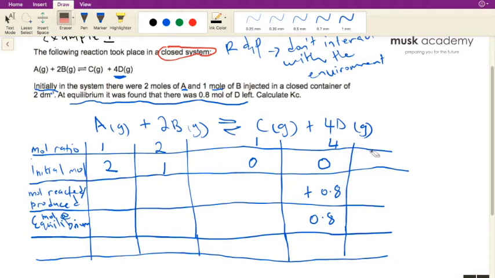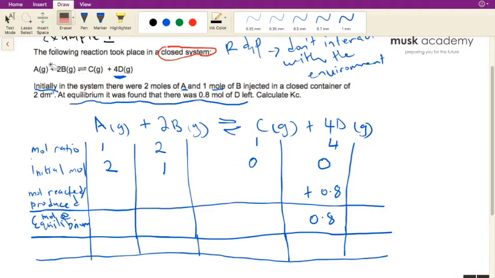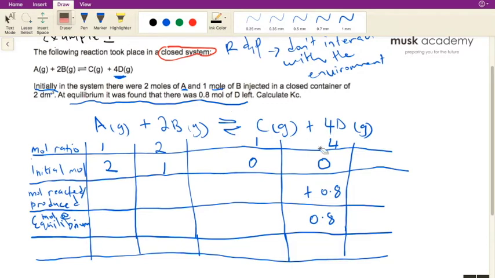Let me just create some space. So you created 0.8 moles because you didn't have anything in the beginning of the reaction, but you ended up with 0.8 at equilibrium. So it means that you formed, or you produced, 0.8 moles of D. Now, this row here is a very important row in the sense that it tells us the moles that have reacted and the moles that have been formed. So we can use it.